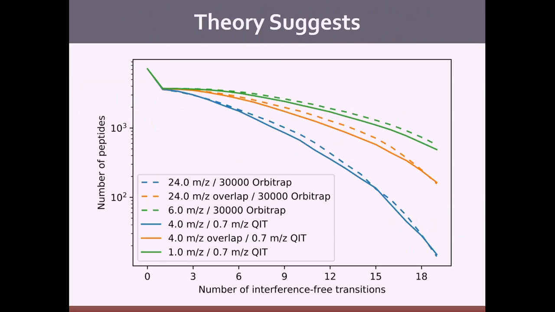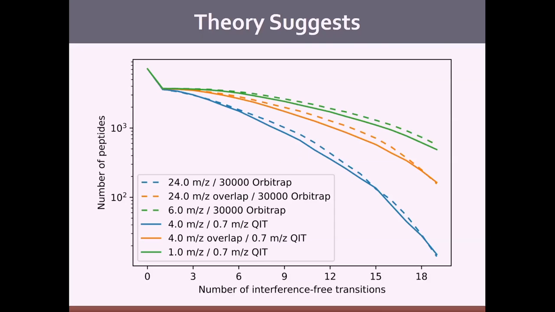So we started to do some basic theoretical calculations. This was done by Austin Keller. One is, if you have 24 mass-to-charge of overlap and 30,000 resolving power on the Orbitrap, this is the dashed orange line. This is what we tend to do a lot of DIA experiments with. And then if you look at 4 mass-to-charge of overlap, which is one-sixth of that, and using unit resolution in a quadrupole ion trap, it's this solid line. So it's basically giving the same selectivity.